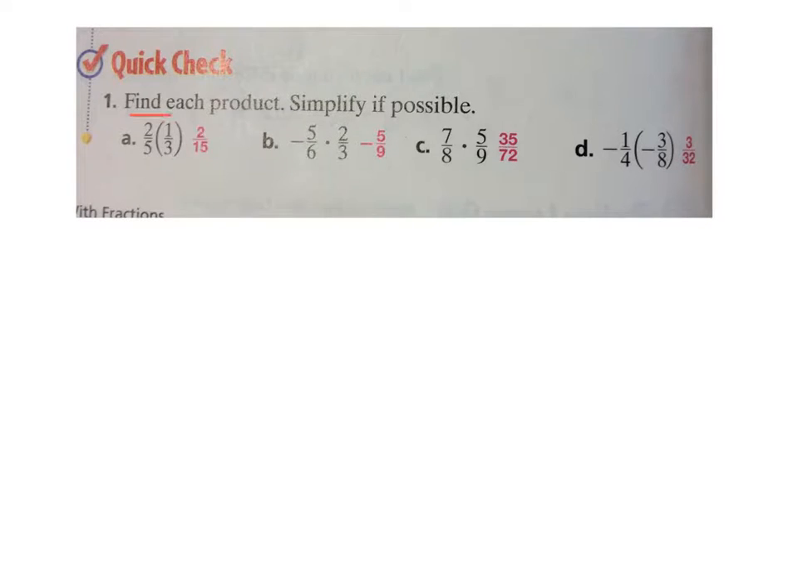So here, starting with A, again, multiplying straight across, right? 2 times 1 is 2. 5 times 3 is 15. That does not reduce. Again, no common factors there.